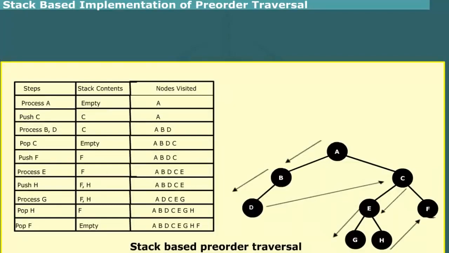Steps are summarized as: process A, push C, process B, D, pop C, push F, process E, push H, process G, pop H, pop F. Finally, the pre-order traversal is A, B, D, C, E, G, H, F.